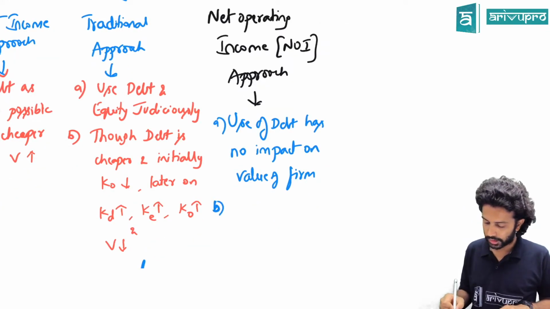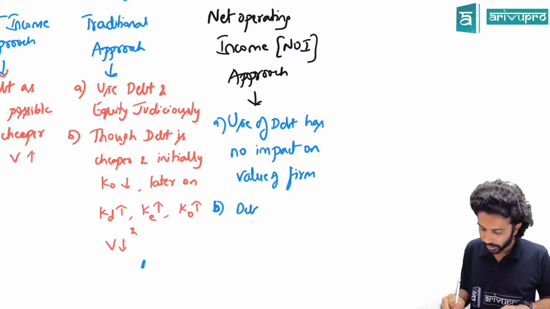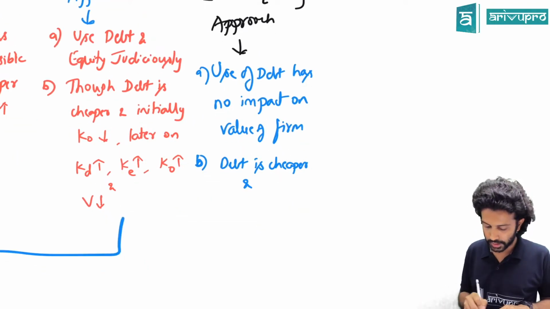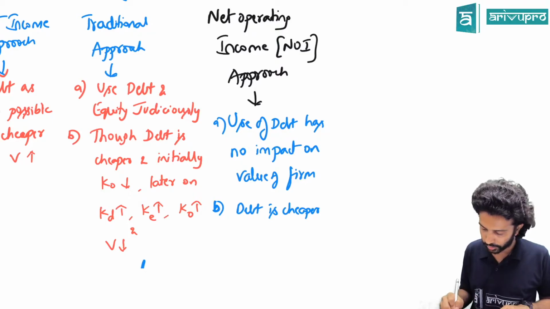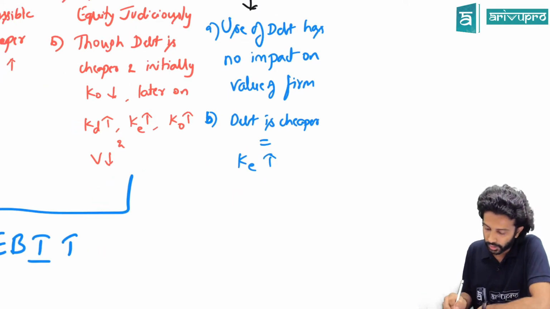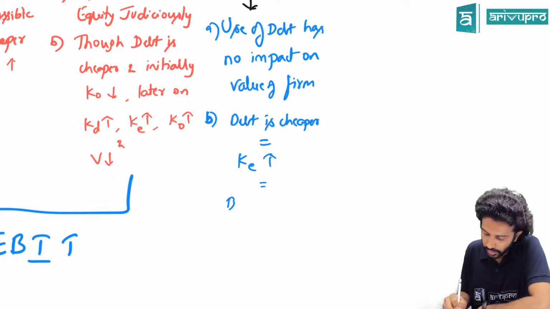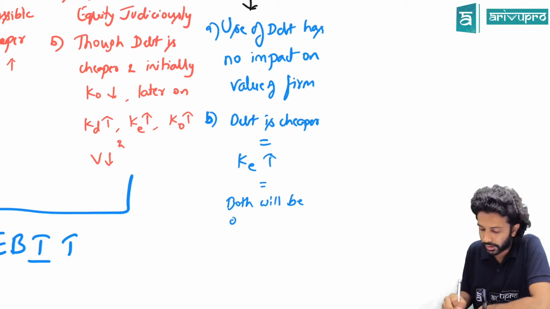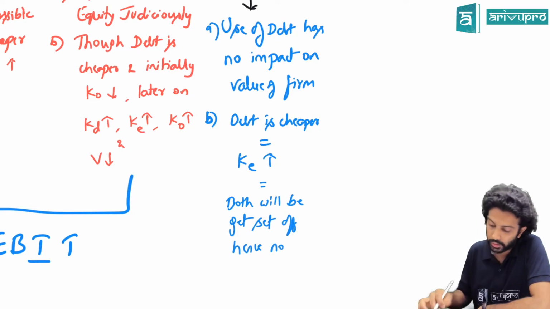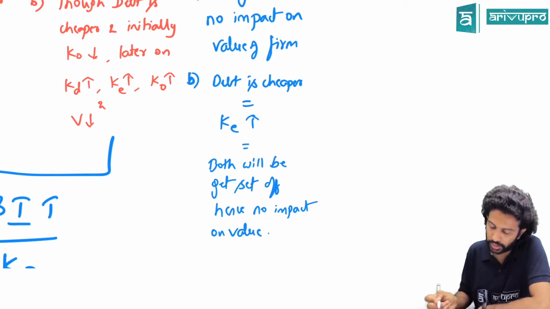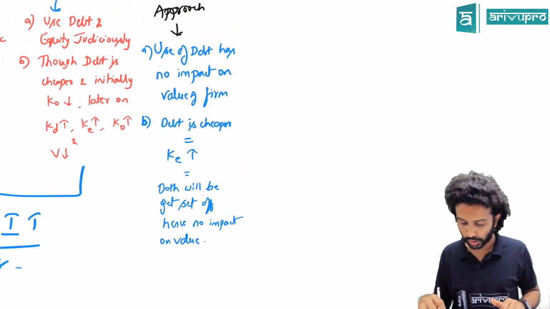Because what will happen according to this? Debt is cheaper, and because of this, use of debt will lead to what will happen to the cost of equity? It will lead to the cost of equity increasing, which will be equal to what? Both will get set off. Hence, no impact on value is the theory this approach works on.